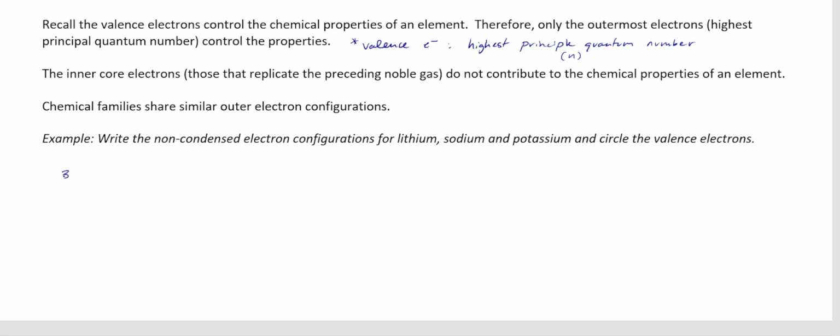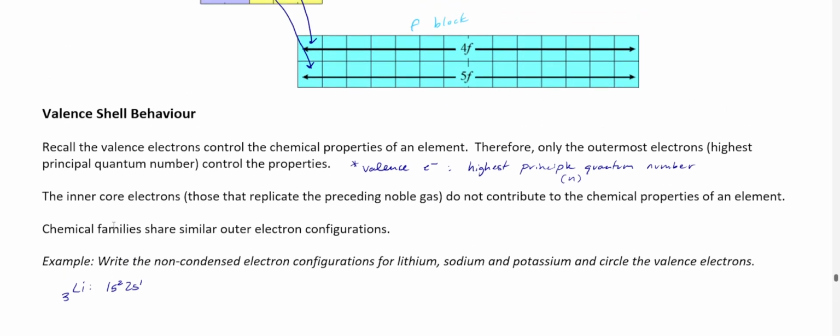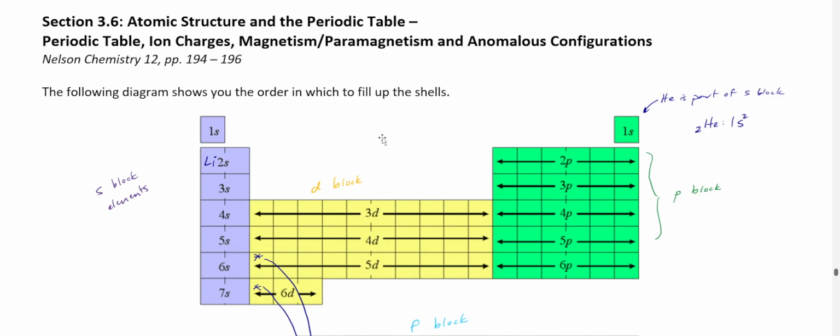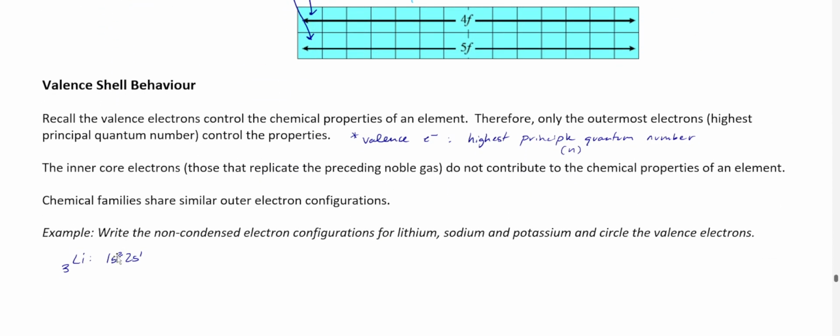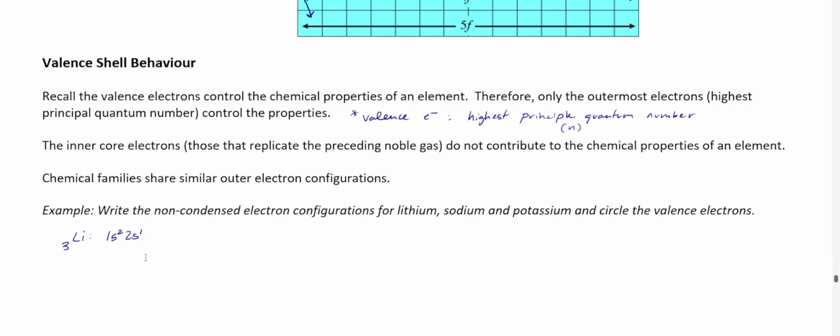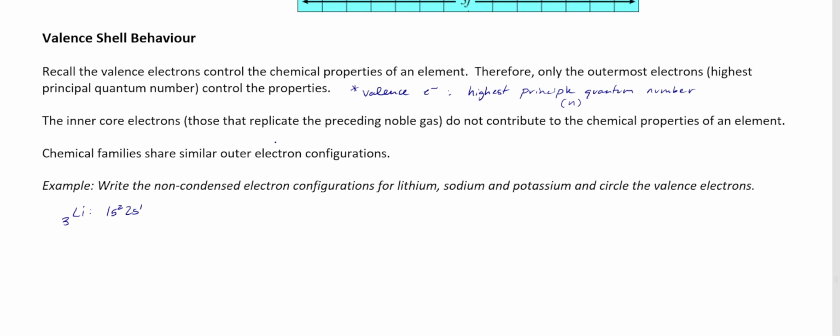Let's write that out. Lithium, which is 3, 1s2, 2s1. Again, I arrive at that by saying, okay, I've got to fill up the 1s subshell here, so 1s1, 1s2, so I'm at 1s2. To get to lithium, I have to go 2s1. So 1s2, 2s1.